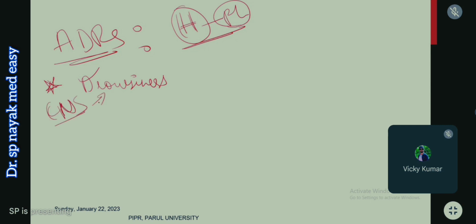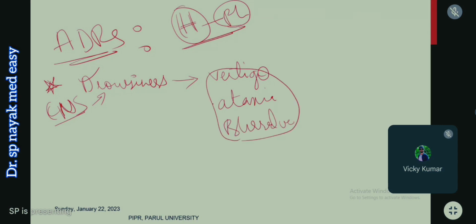Carbamazepine causes drowsiness, and in the CNS, same like phenytoin, it causes vertigo. Patient stability decreases, it causes ataxia. The patient does not keep stability, and sometimes there is blurred vision. So these are central nervous system adverse effects.